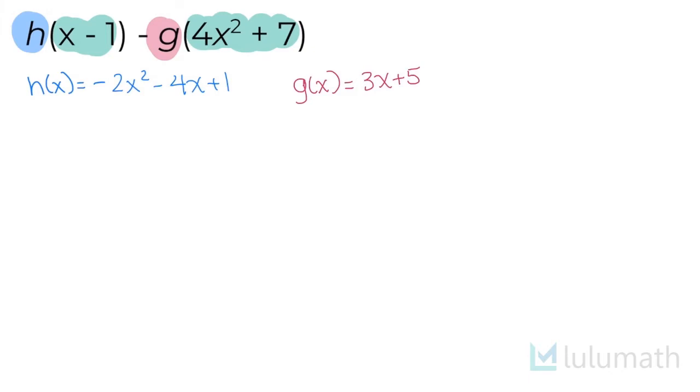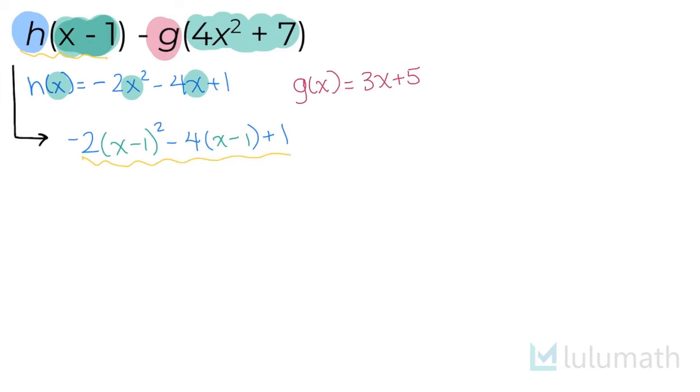So here what I'm going to do is, in my h of x function, every time I see an x, I'm going to replace it with this x minus 1. So this will say -2 multiplied by x minus 1 squared minus 4 times x minus 1, and then I'll have this plus 1 at the end. So this whole piece right here is what I just did right here. Then I have a minus sign in between them.